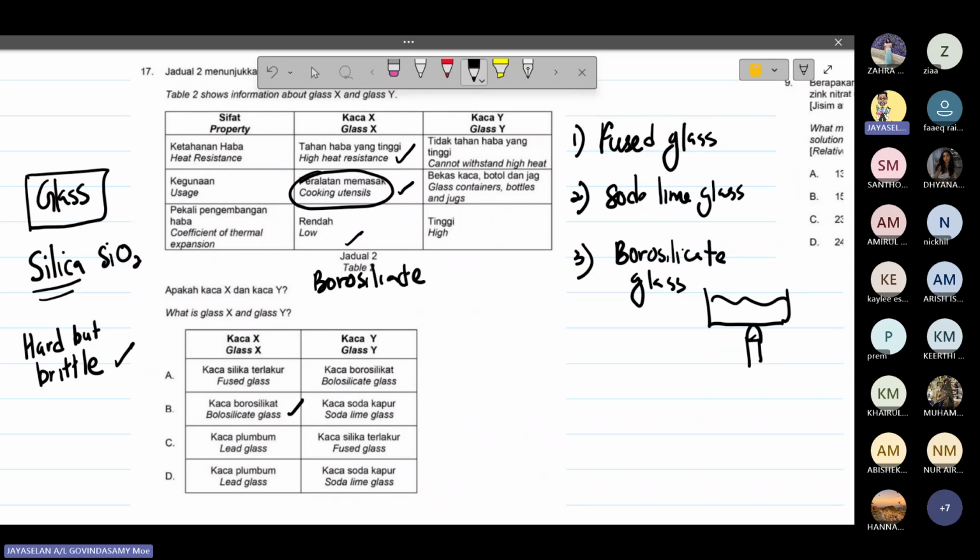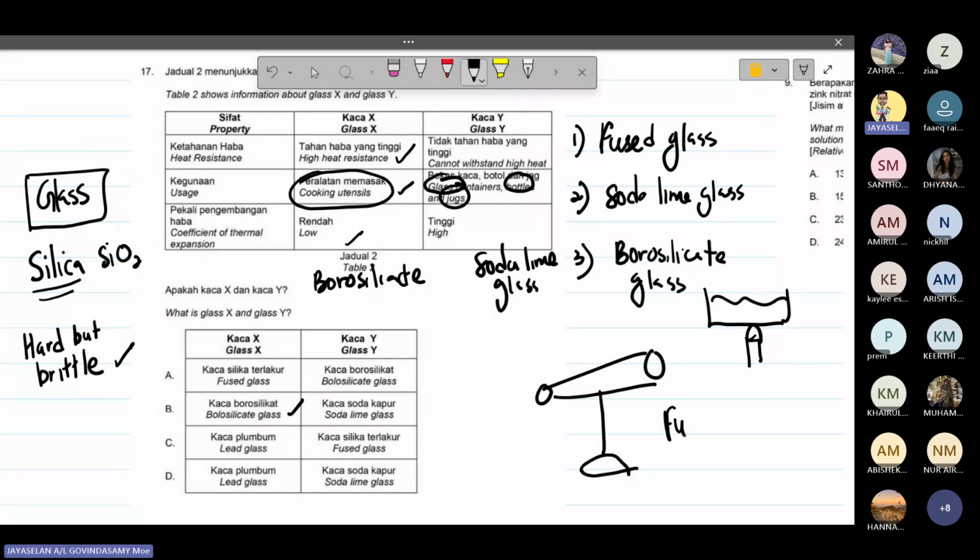Please remember, borosilicate glass. So, ni X borosilicate. Okay, the one made up of glass container, bottle, jug, mirror, all this is called soda lime glass. Kalau dia tunjuk telescope lens, microscope lens, this is made up of fused glass. Okay, so answer B. Any question so far? No question, eh? Okay, all of you understand, eh? Okay, now we go for the next question.